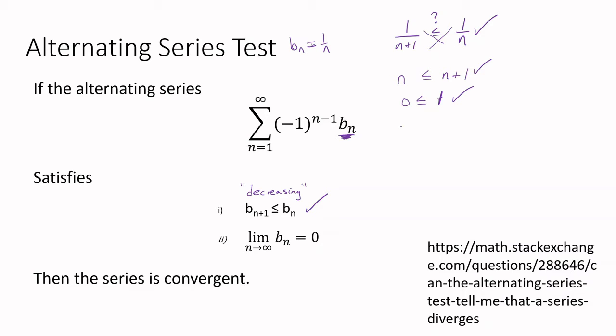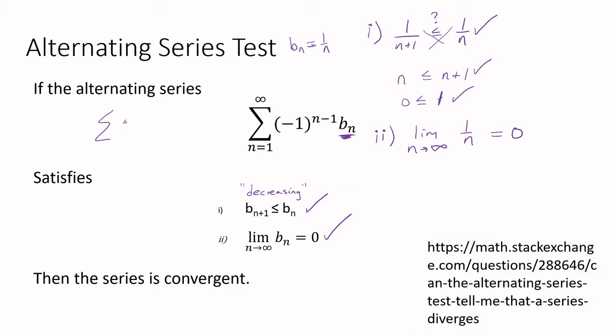Okay, so then our other one is, well, this is the work for condition I. How about for the limit? So let's just do the limit as n goes to infinity of 1 over n. Well, we just know that's 0. You don't have to do any work there. As soon as you see that limit, you can say 0. Check.